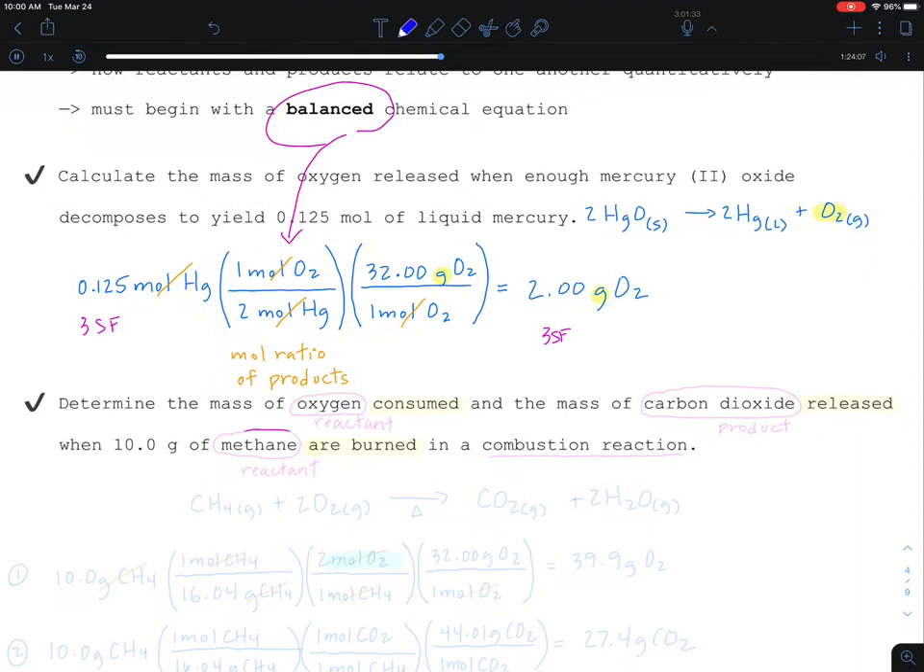You can compare anything you want. You could have compared the oxygen to the mercury 2 oxide. If they told you 10 grams of that stuff decomposed, you can figure out the mass of the oxygen. You could have figured out the mass of the mercury. Whatever you like. As long as you start with a balanced chemical equation, you're golden. You can go anywhere from there. So, let's do another one.